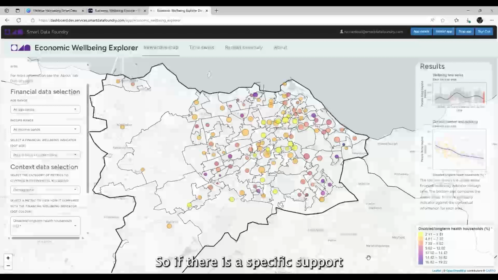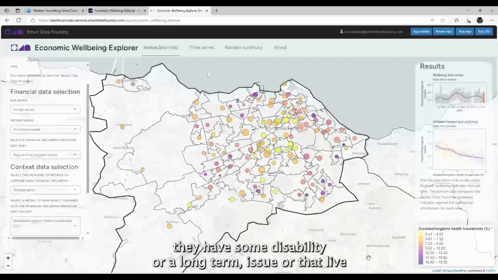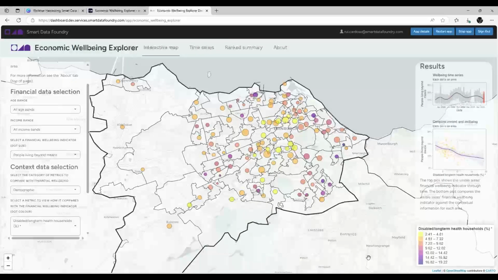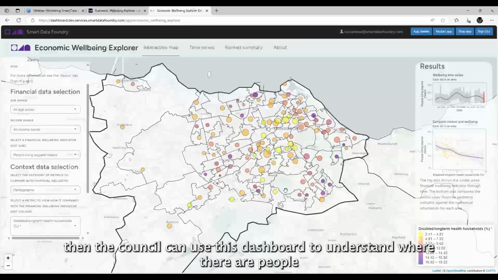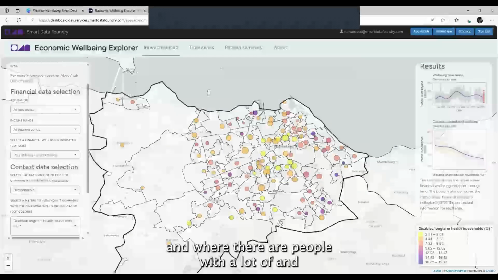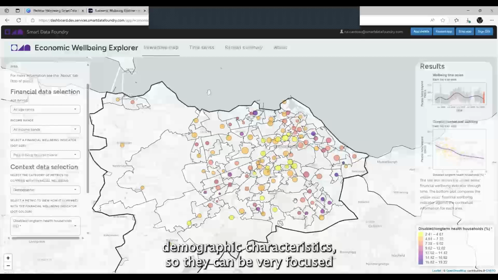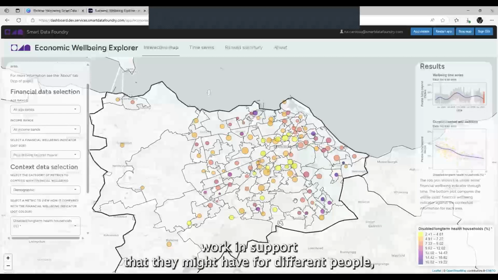So if there's a specific support or grant or support mechanism for people that have some disability or long-term issue, or that live with people with disabilities or long-term issues, then the council can use this dashboard to understand where there are people with financial difficulties based on the size of the circle, and then where there are people with certain demographic characteristics, so they can be very focused on how they advertise, promote and implement the different programs of work and support that they might have for different people.